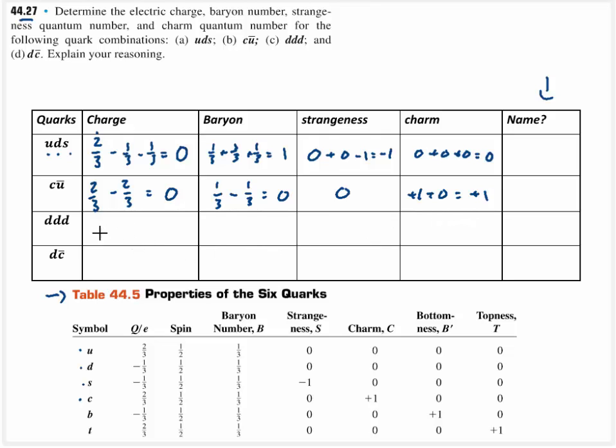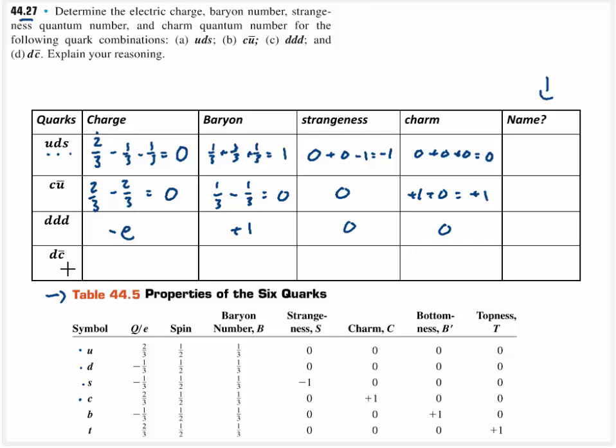DDD, I'm going to go ahead, and there's my D, and I'm just going to hit it 3 times, and the charge is going to be negative that of an electron. The baryon number is going to be 1/3 plus 1/3 plus 1/3, and that's going to be +1. The strangeness and charm are both going to be 0 plus 0 plus 0, 0 plus 0 plus 0.